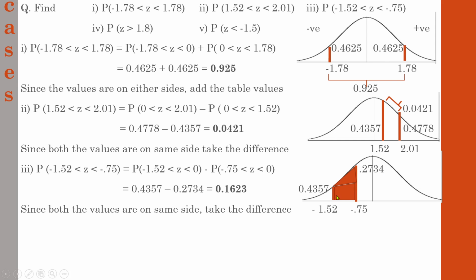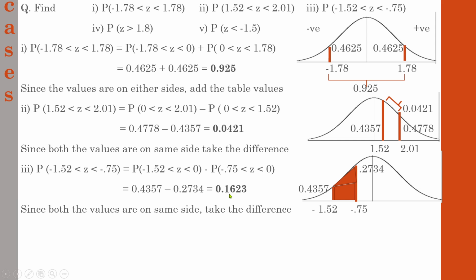So the area between these 2 points is shown in this shaded portion. So how are you going to find the value? It's very simple. From here to here the value is 0.4357, and from this point to this point is 0.2734. If you take the difference between these 2 points, then definitely you will get the area of this particular shaded region. That is the concept. That is also shown here.